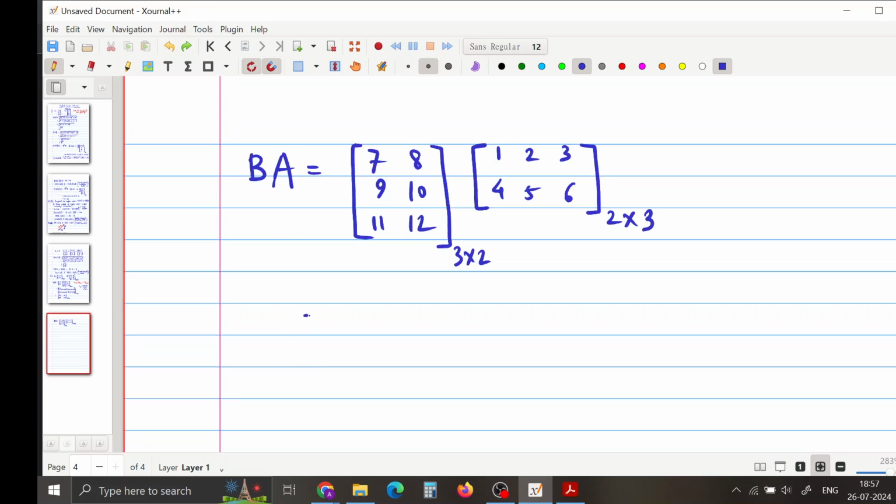So this will be a 3 cross 3. Let me make it a bit larger. So let's say this. This will be 3 cross 3. Can someone tell me what will be the first entry in the first row and first column? Feel free to unmute and respond. There's no right or wrong answer. Just feel free to participate.